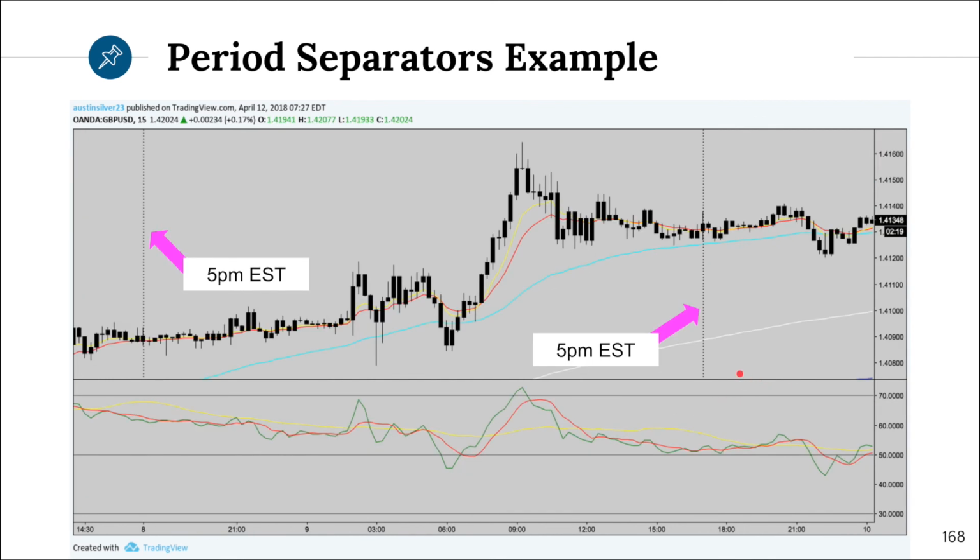I mentioned this a couple times already, but again, just to show you the period separators, here's what they look like. The black dotted lines, they are what separate the day-to-day trading for us.